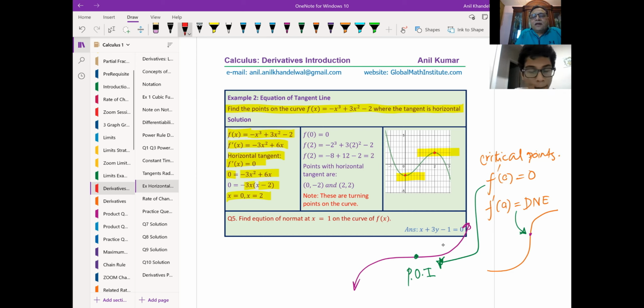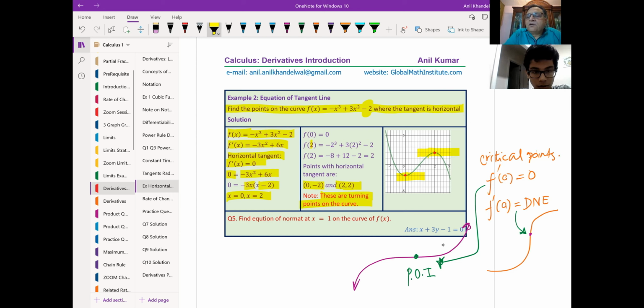If you substitute 0 for x, you'll find the y value of minus 2. And if you substitute 2, you'll find the y value of 2. That gives you the 2 points, (0, minus 2) and (2, 2), correct? These points, as you have seen in the diagram, are also the turning points, correct?